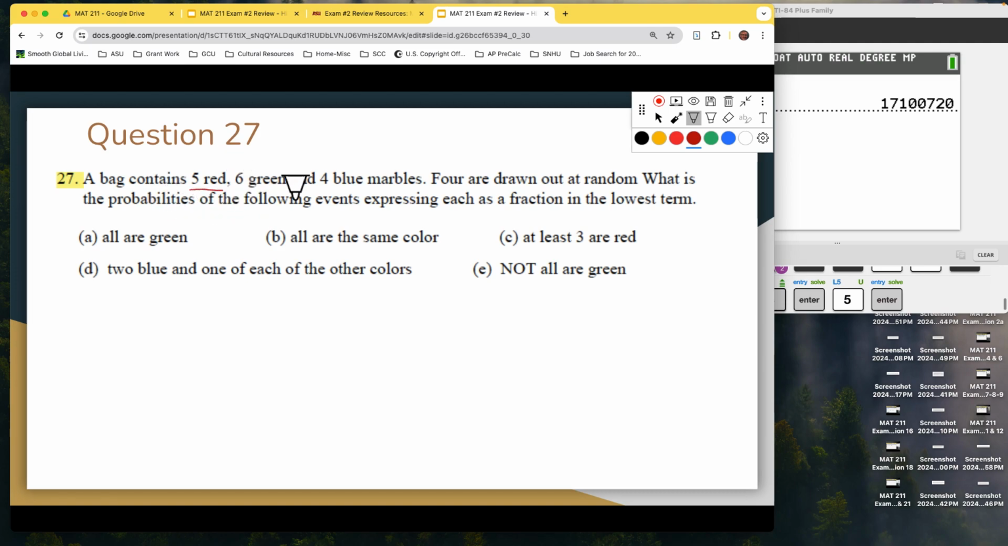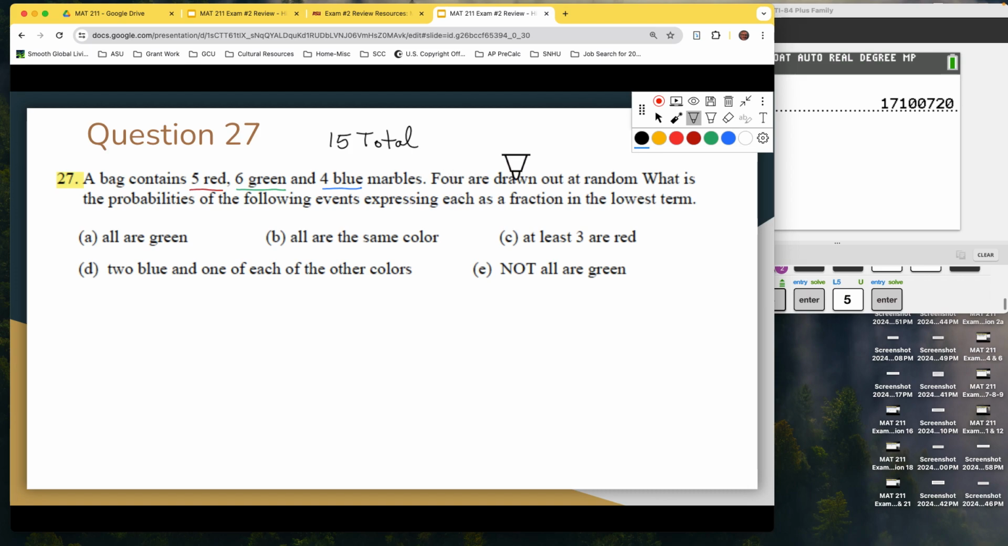We got 5 red. Let me see if I've got enough colors for all of these. 6 green. 4 blue marbles. That's all there is. Not too much. So we need a total. 5 plus 6 is 11, plus 4, so there's 15 marbles total.